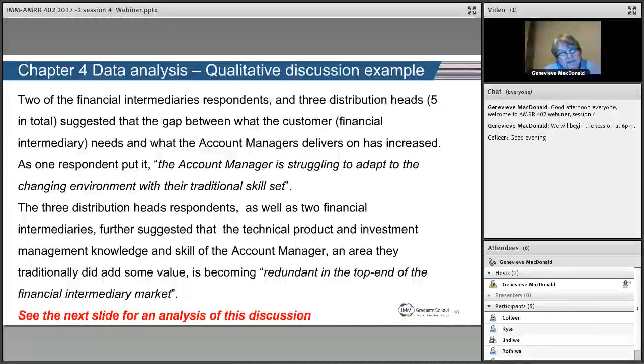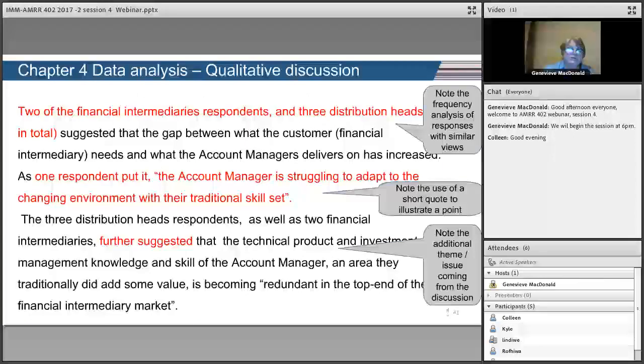So you have the brief quote there from a particular respondent, and then you can see that there is a problem where the account managers used to be skilled and having the right capabilities, but they are becoming redundant on the top end of your financial intermediary market. So that is very important, that the person picked up this discrepancy.